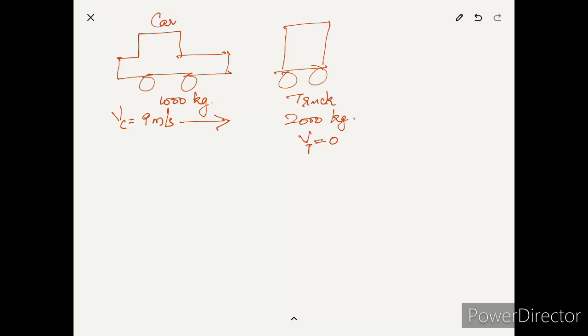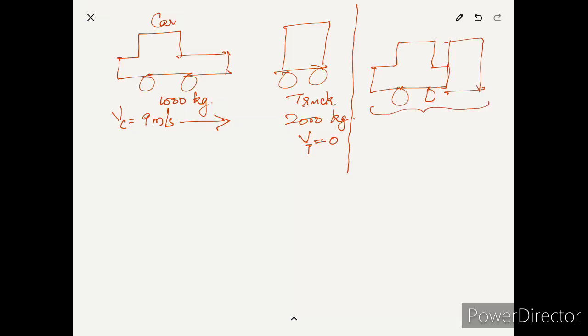Now, this car moves in the right direction and let this car collide with the truck. So what will happen? Now this car as well as this truck, this car collides with the truck, and now this is a single entity. It has a total mass of 3000 kg, 1000 kg for car and 2000 kg for truck. Now the single entity, that is this car truck combination, has a mass of 3000 kilogram.